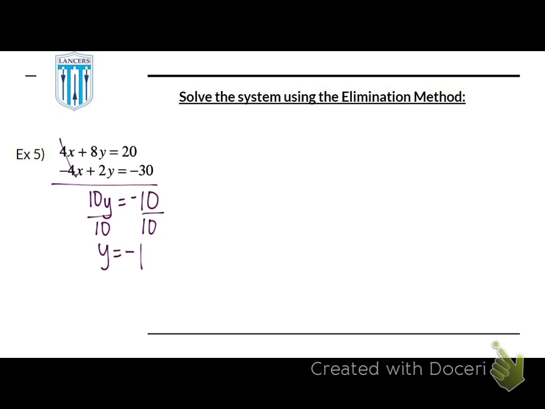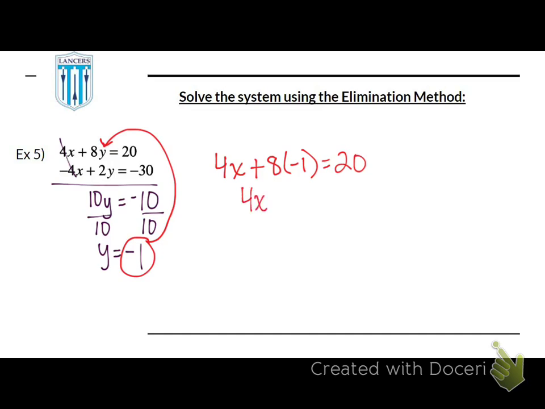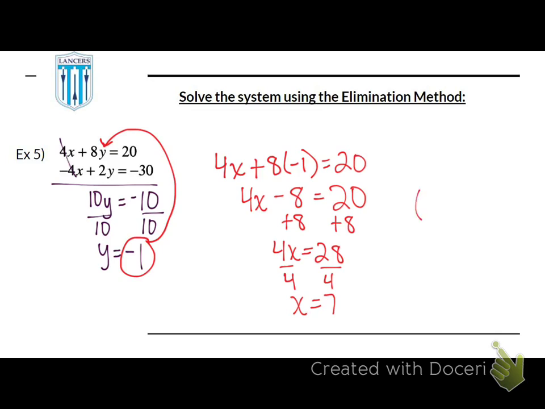From here, we found y, we still need to figure out x. So we plug y back in. Make sure you're watching your signs. A positive times a negative makes that 8 negative. To keep solving, we would add, and then we would divide. What do we get for x? 7. So our ordered pair would be 7, negative 1.